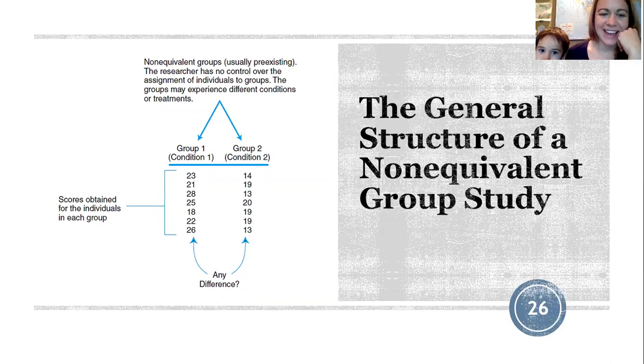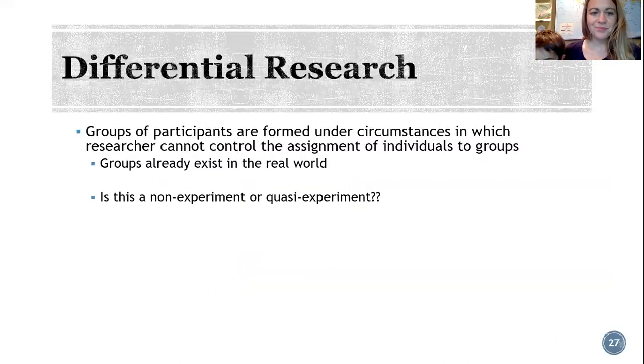So in this kind of design, we'll measure our dependent variable. In the case of dog owners versus non-dog owners, our dependent variable was their happiness. So we'll measure it in everybody in our group 1 versus group 2. We'll take an average of each group, and we'll look to see if there's a difference in the average scores between groups. So again, to emphasize, these groups were formed under circumstances that we as researchers cannot control. They created themselves in the real world.